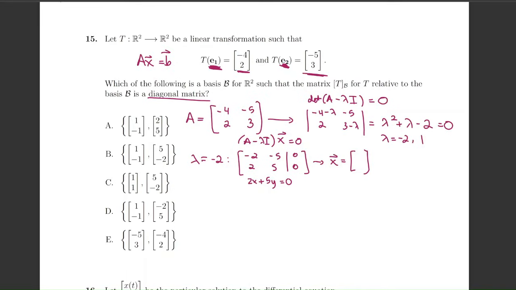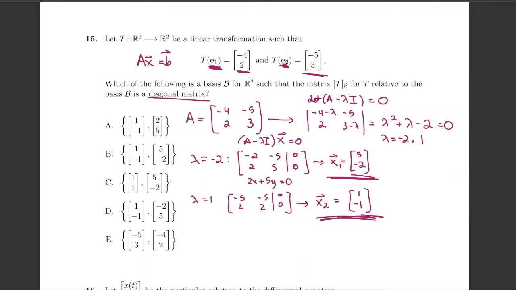So I'm just going to guess 5 and negative 2. Then we do the same thing for lambda equals 1, where we end up with negative 5, 2, 2. And then we can pick another eigenvector where x2 is going to be, let's just say 1, negative 1. Okay, so now we have these two eigenvectors, and these two vectors are actually going to be our basis for the transformation that has a diagonal matrix.